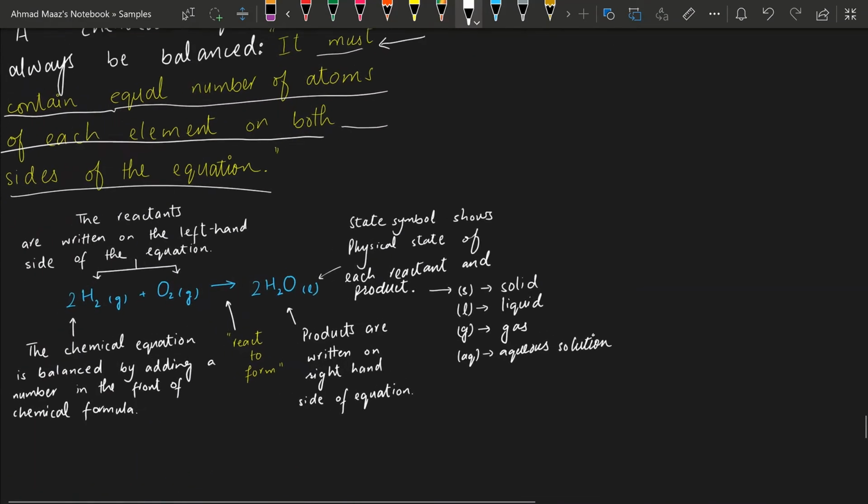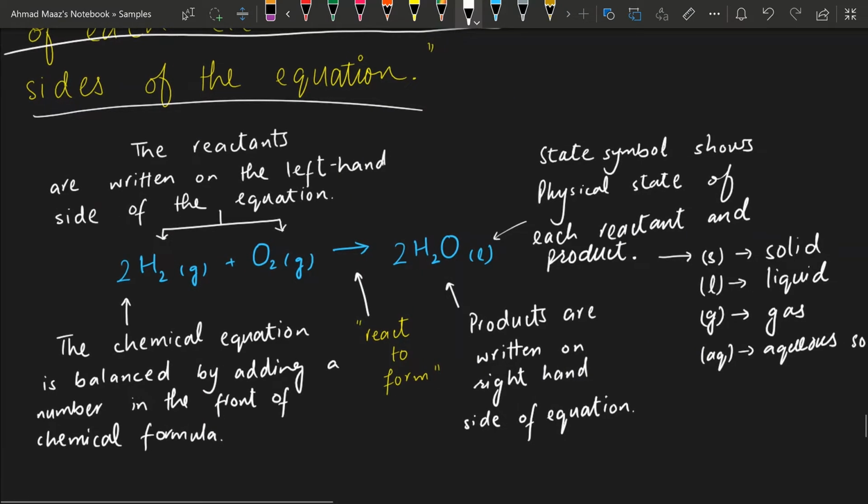So here are the steps. Let's talk about this equation. Hydrogen and oxygen, they react to give water. The left hand side is for the reactants. If you see, the reactants are written on the left hand side of the equation. If we are talking about this chemical equation, then it is separated by this arrow, and the elements that are on the left hand side of this arrow are the reactants, and the elements which are on the right hand side of this arrow, they are the products.